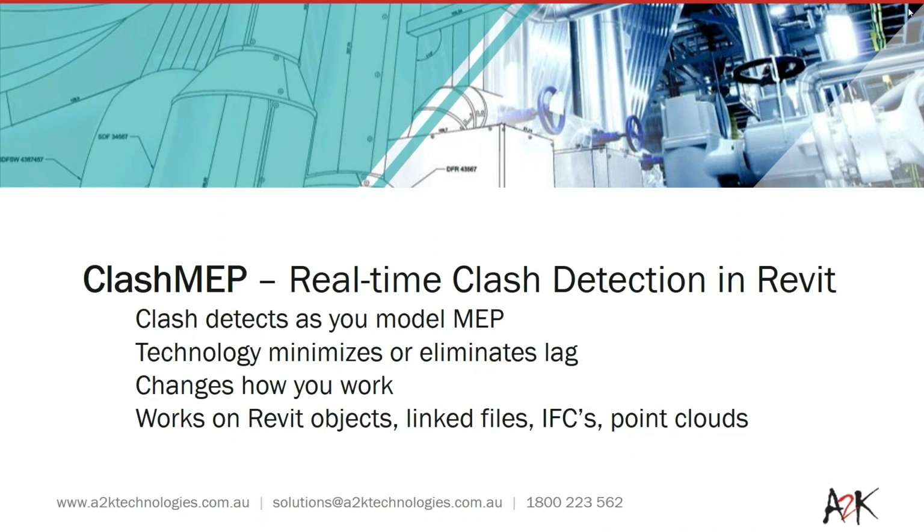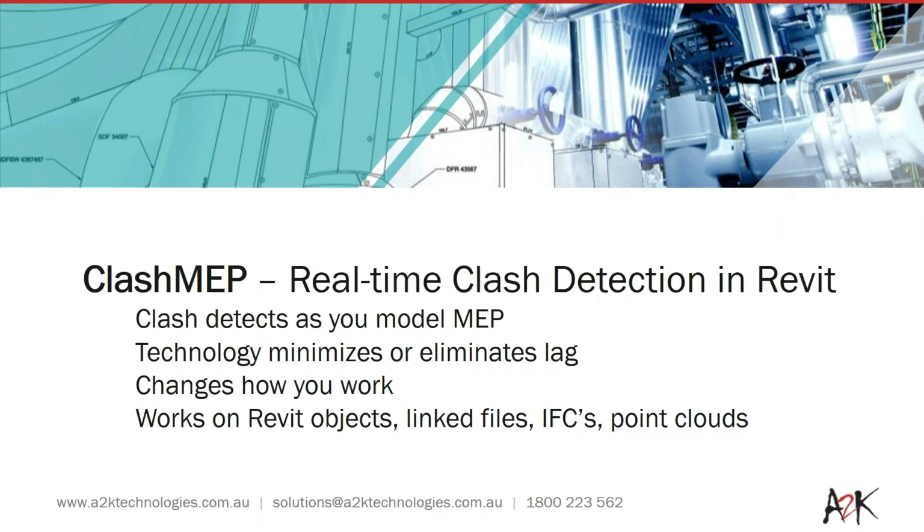ClashMEP, if you're not already aware, just a quick summary of what it is. It's, in short, a real-time clash detection tool that works inside of Revit as an add-in. It's real-time, and it will clash elements on the fly as you're modeling. One of the key points is that it will work not only on Revit objects and elements inside your model, but it will also clash against linked files, IFC linked files, and also point clouds as well.